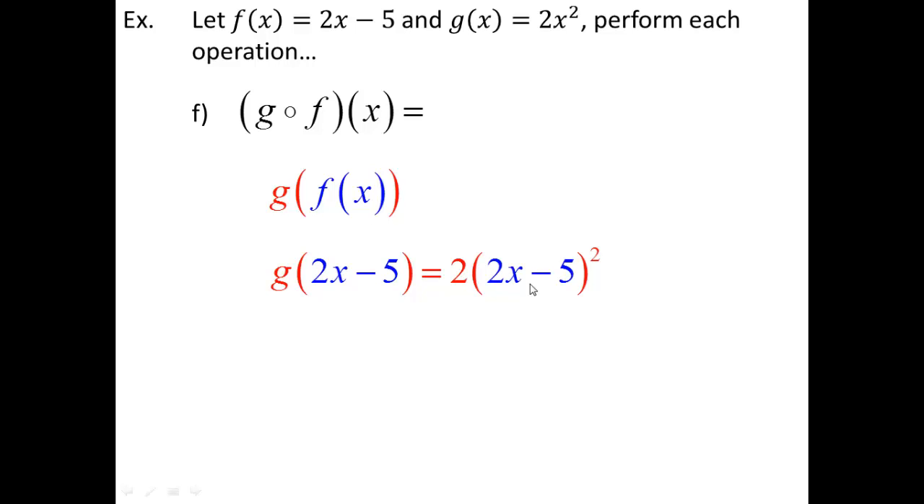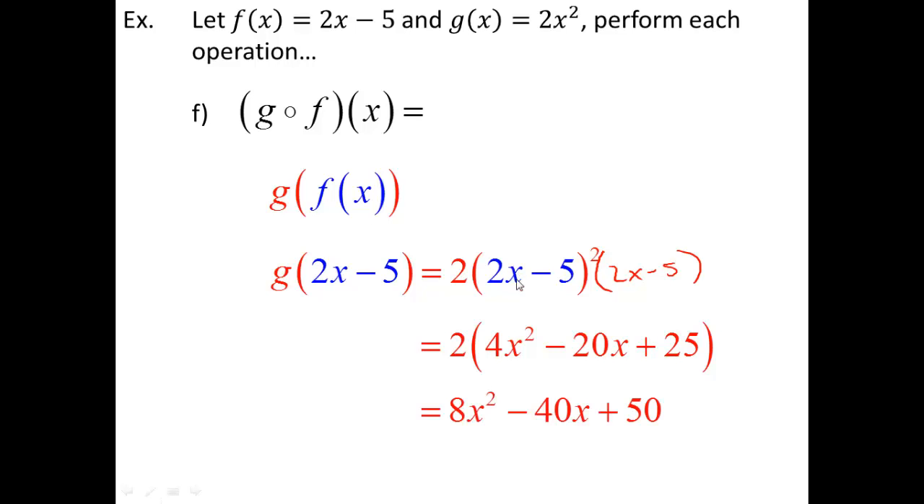and clean it up. Now this time I can multiply through the 2x minus 5 squared. Following order of operations, I got to square it before I multiply it times 2. And when I'm squaring something, that means multiply it times itself. So I can think of this as 2x minus 5 times 2x minus 5. When I FOIL it out, I should end up with 4x squared minus 20x plus 25. Distribute the 2, 8x squared minus 40x plus 50. Final answer.